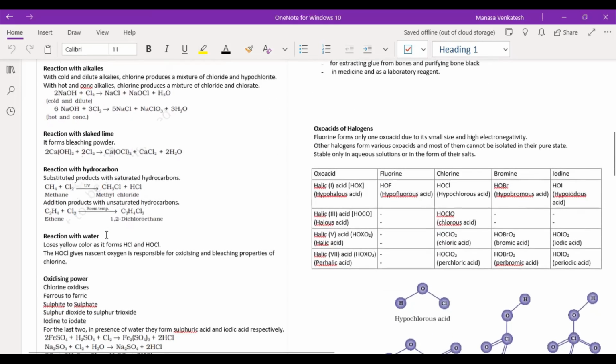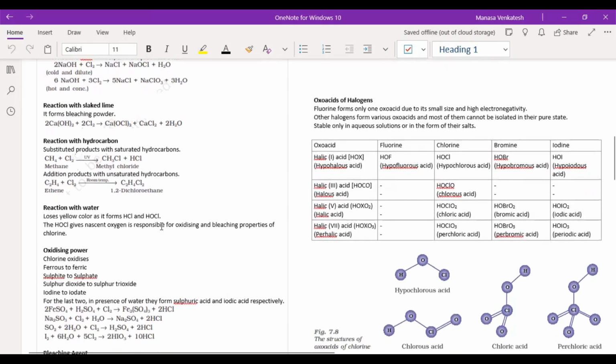With hydrocarbons, it leads to the formation of substituted hydrocarbons with saturated hydrocarbons, and addition products with unsaturated hydrocarbons. Basically, in saturated hydrocarbons, if you remember, it's just undergoing substitution. Whereas in the case of unsaturated hydrocarbons, the double bond will break to give us, again, an addition product. With water, it loses its color and forms HCl and HOCl. So the HOCl is actually the reason why we have the bleaching properties of chlorine in the first place.